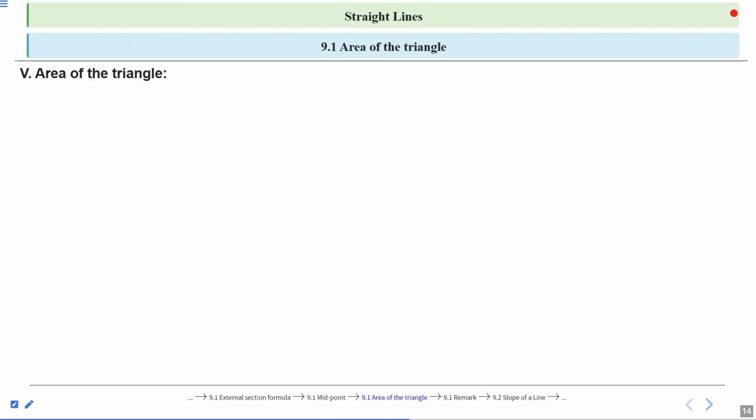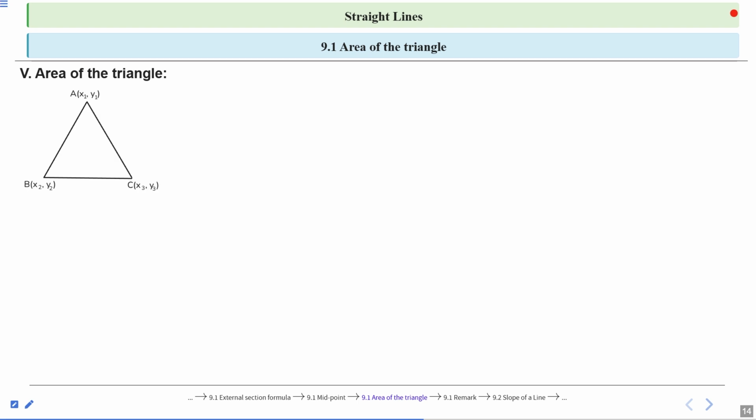So now we will discuss the area of the triangle. You have studied in your earlier class about the area of the triangle. So now, by using a formula, how can we find the area of the triangle?